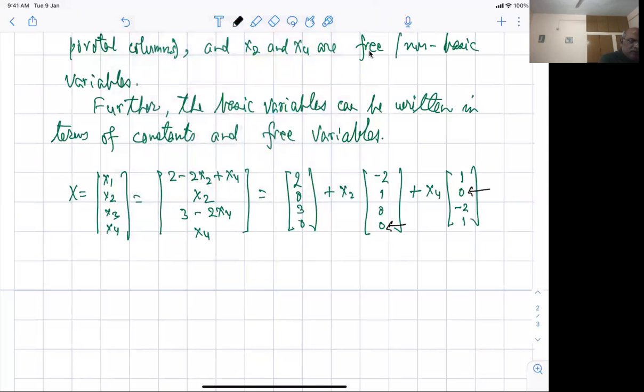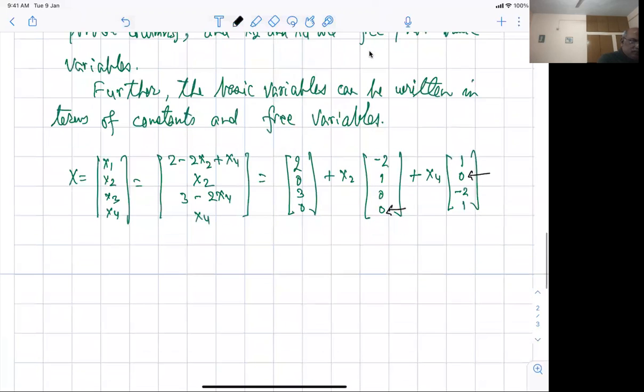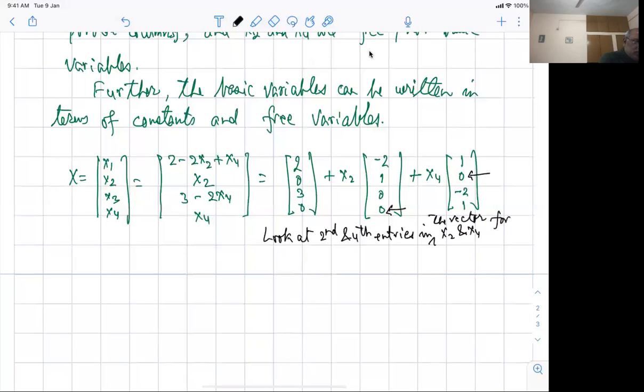So if I look at this part, look at the second and fourth entries in the vectors corresponding to x2 and x4.